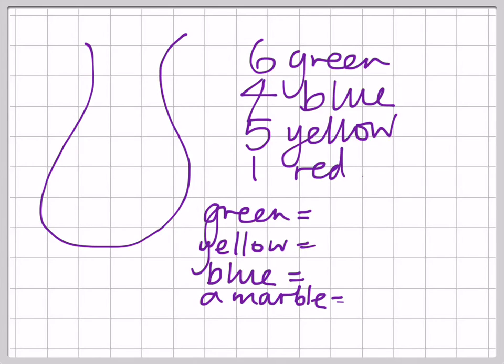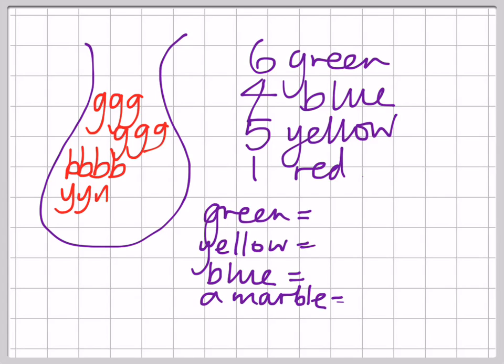So for the green, I would put G, G, G, G, G, G. For the blue, B, B, B, B. For the yellow, Y, Y, Y, Y, and Y. And for the red, a single R. It just helps me to visualise and see which ones are more likely to come out of the bag.